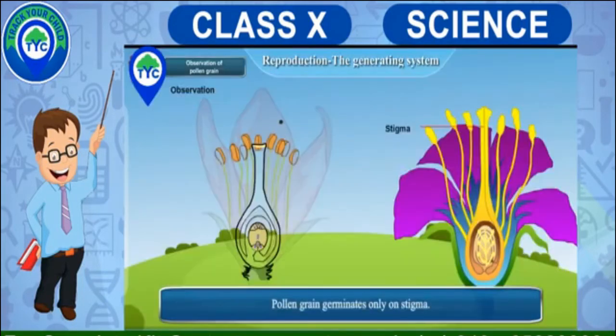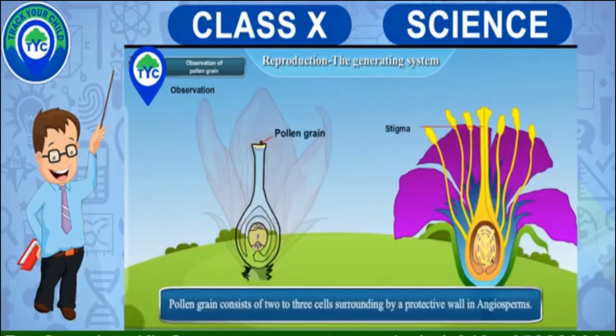Observation. Pollen grain germinates only on the stigma. Pollen grain consists of 2 to 3 cells surrounded by a protective wall in angiosperms. In gymnosperms, the pollen grain consists of several living cells.